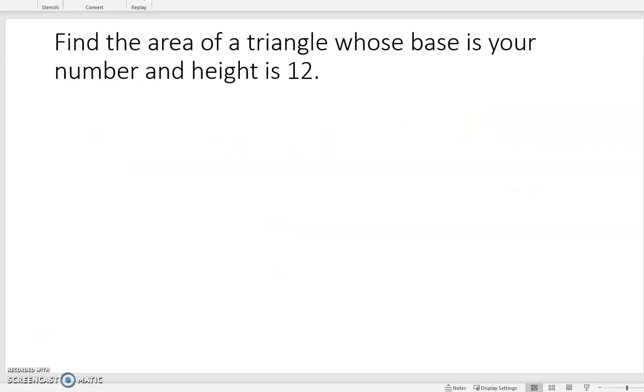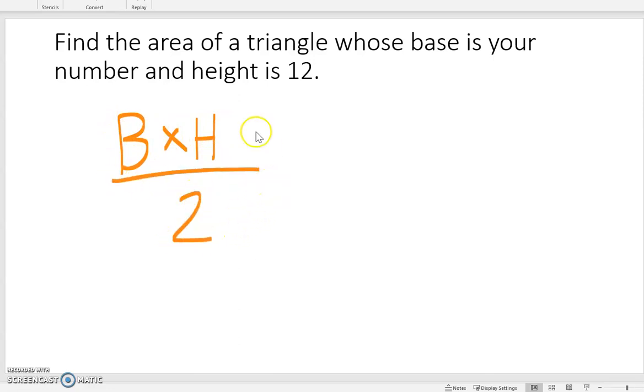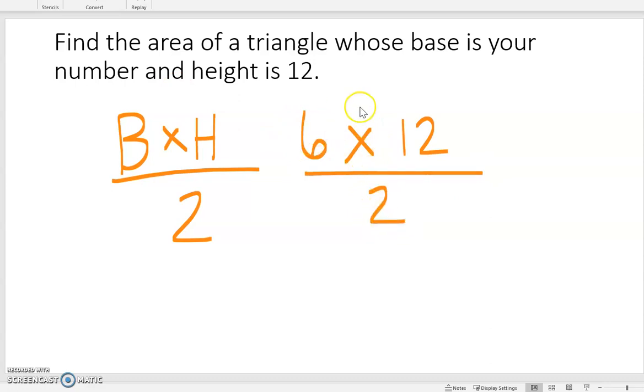Right, almost to the end here. One of the last slides is asking you to find the area of a triangle using this formula, base times height divided by 2. The height is 12. Your number is going to be the base. Again, plug your number in and come up with your solution. 6 times 12 is 72. Divided by 2 is 36.